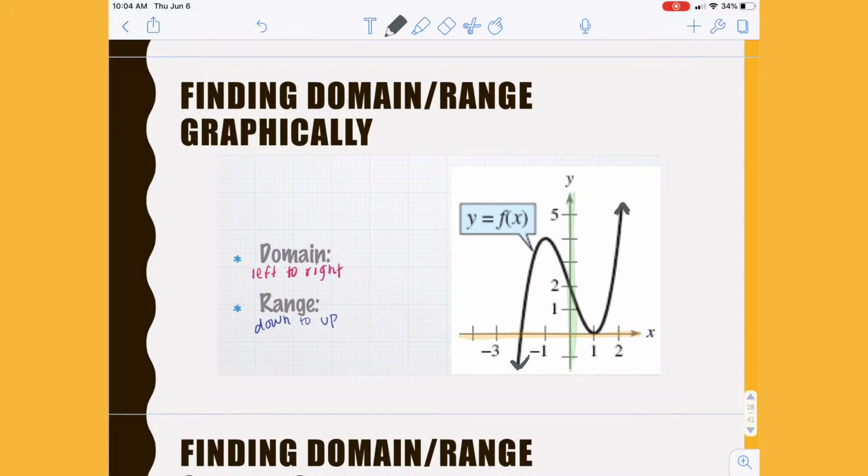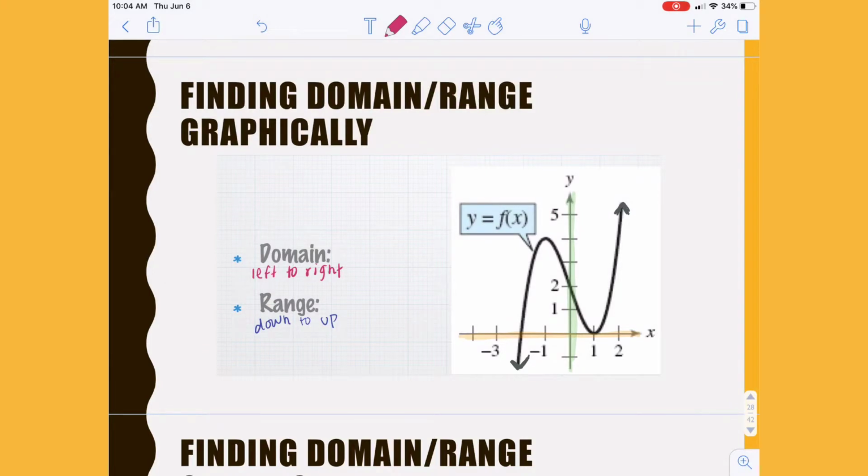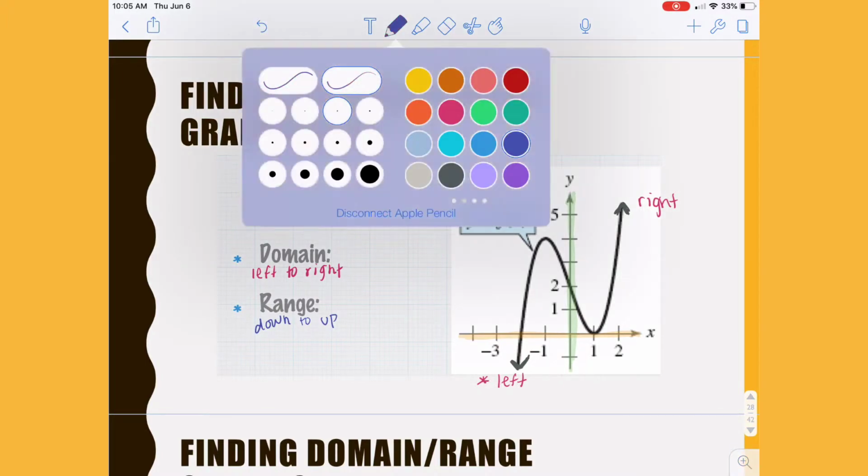Okay? So, when I look at this graph in reference to domain, and I look at this arrow over here, I notice that this arrow is headed to the left. Now, you may say, wait, but it's going down. Yes, it is. But I'm thinking in reference to left to right only. This graph is going to keep going to the left, getting wider and wider. And when I look at this other arrow on the other side, it's headed to the right. And again, you might say, but that looks like it's going up. Yes, but in respect to domain, we're thinking left to right only.